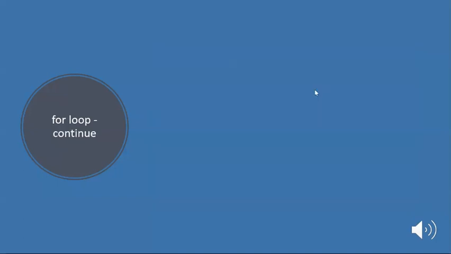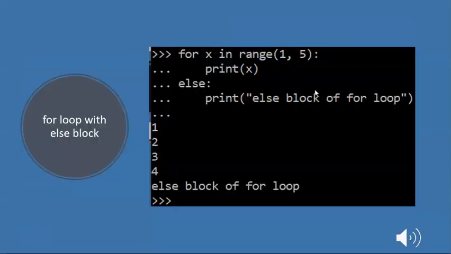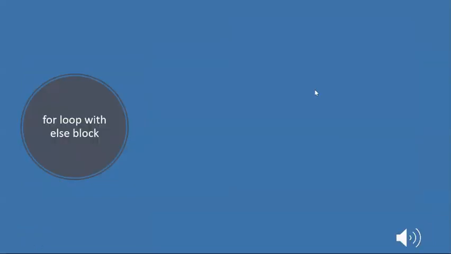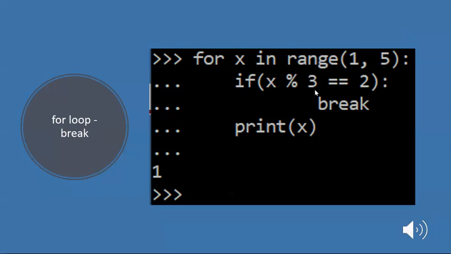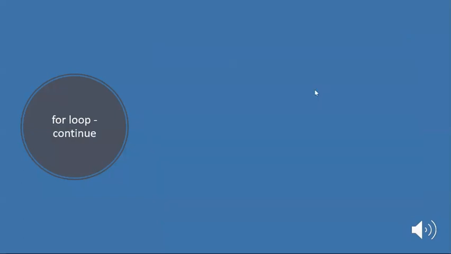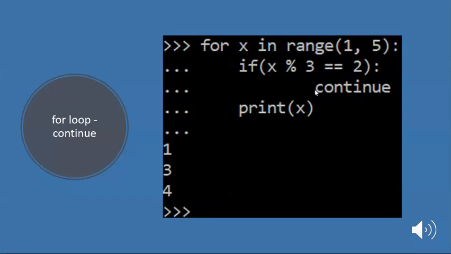And similarly, the keyword continue can be used inside a for loop to skip the current execution cycle. In this example, in range 1 and 5, number 2 and 5 modulo 3 equals 2, so 5 and 2 were skipped.